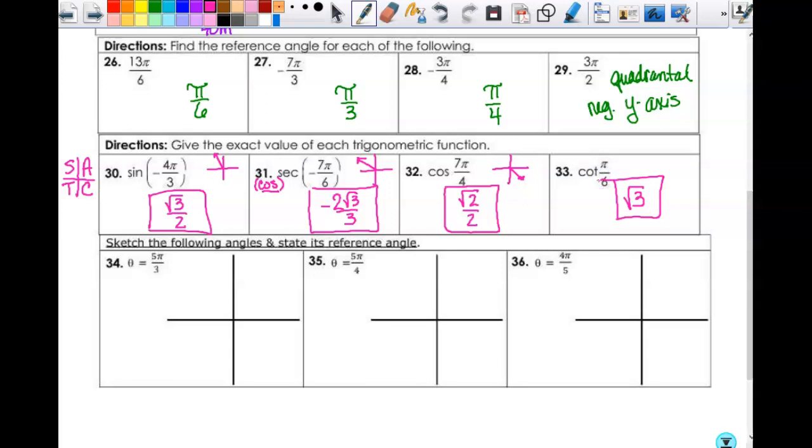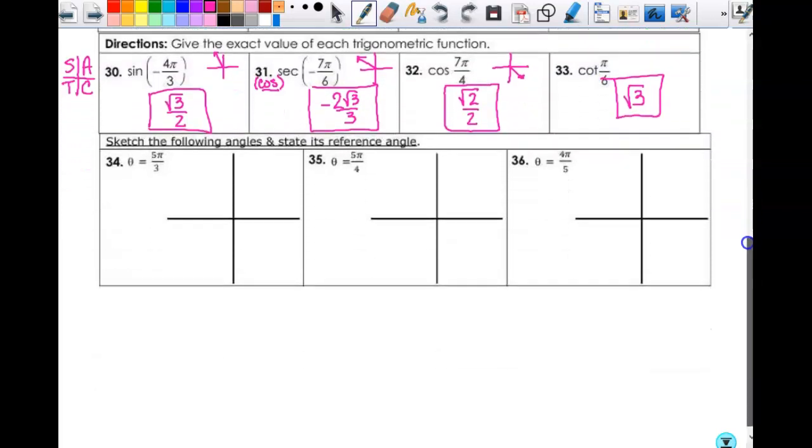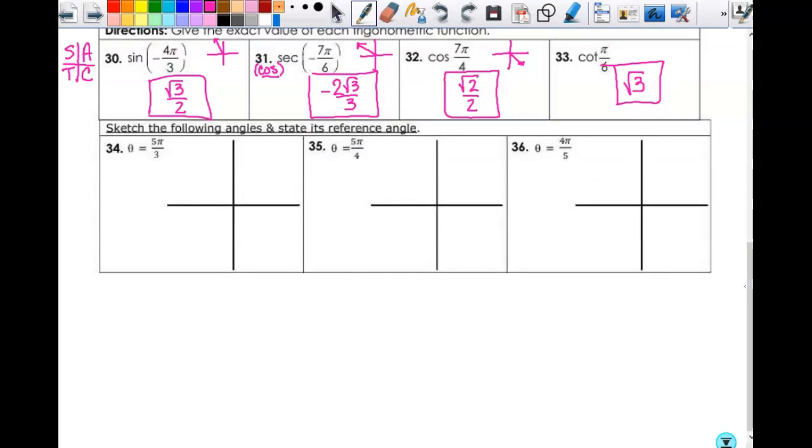So now we are sketching angles and stating their reference angles. So I have 5 pi thirds. Well, 6 pi thirds gets me all the way around. So 5 pi thirds gets me in the fourth quadrant, and pi thirds is 60. So this right here is pi thirds. This right here is 5 pi thirds. So this is my reference angle. 5 pi fourths. Well, 4 pi fourths is here. 5 pi fourths is one more. So I'm right here. So this is 5 pi fourths. And your reference angle is pi fourths.